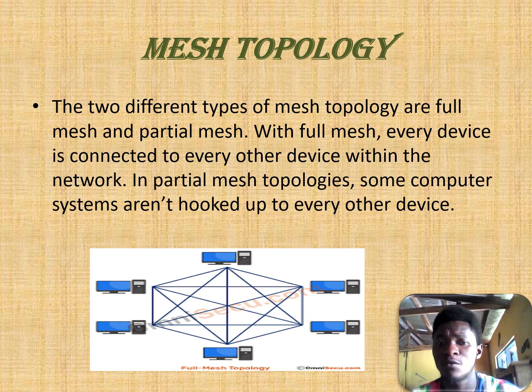With a partial mesh, not all devices are connected to other devices. So in this case, if we have 6 devices, each device is connected to 5 other devices. But that is with a full mesh. With a partial mesh, it may be connected to 4 or 3. So with the full one, every device is connected to every other device on the network. But with the partial mesh, it is not so. Only some computers are connected to all. Some don't get the opportunity to be connected to all other devices on the network.